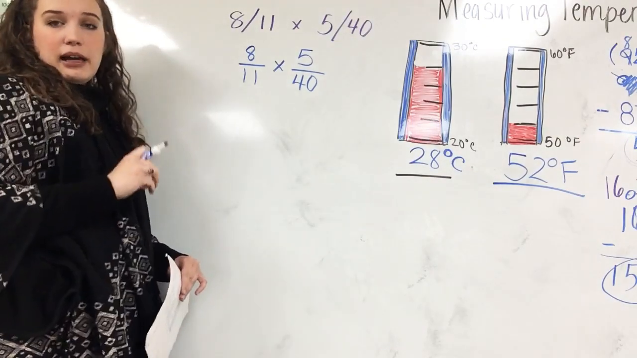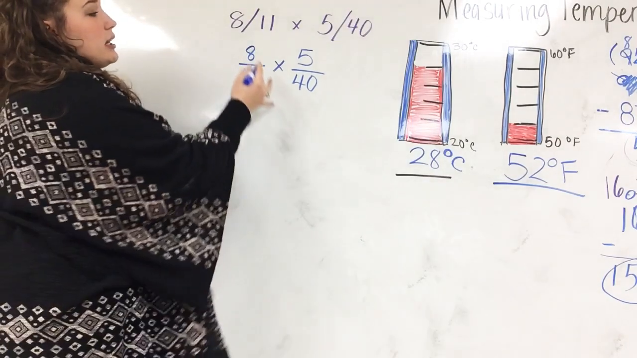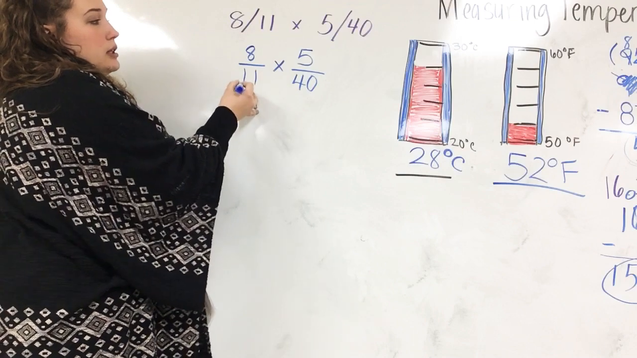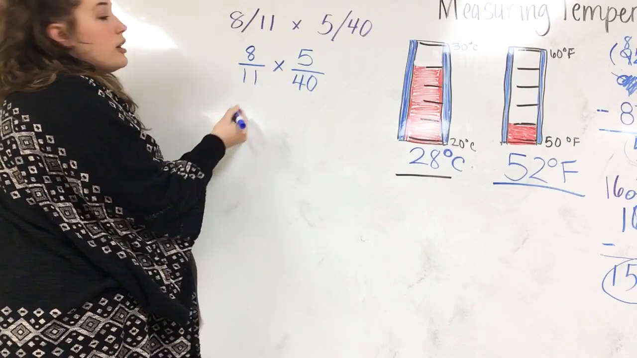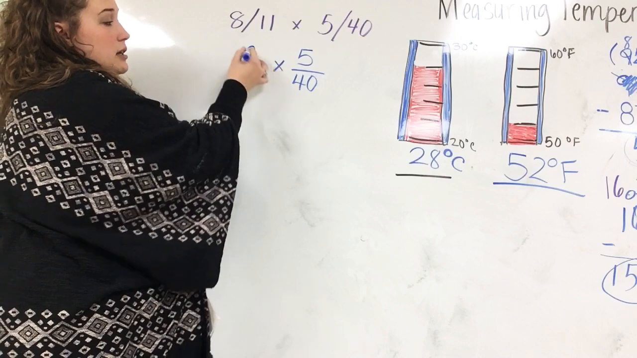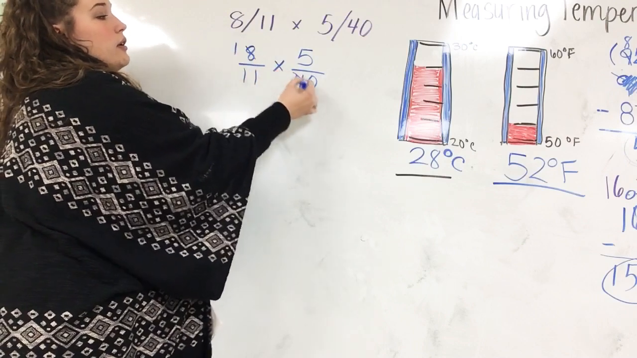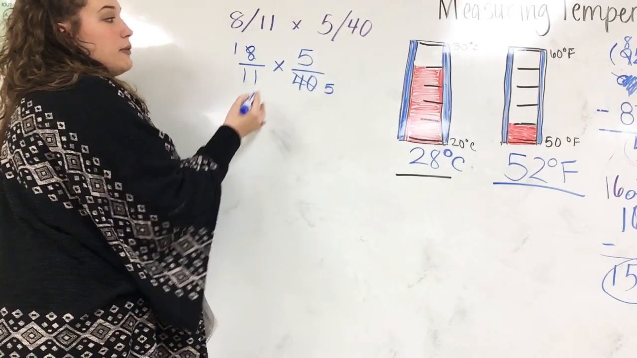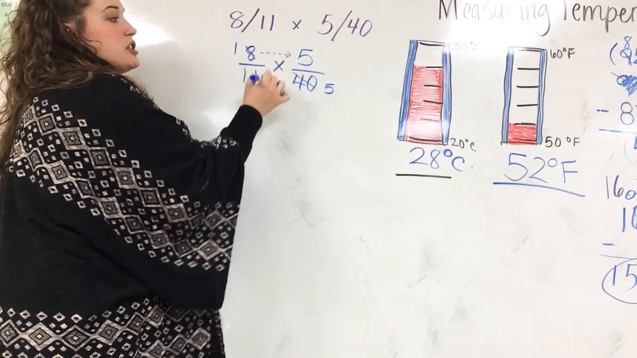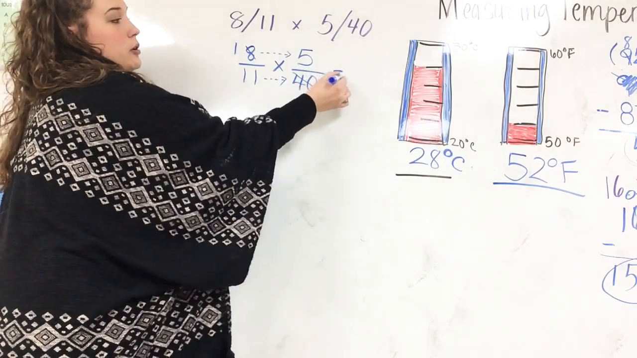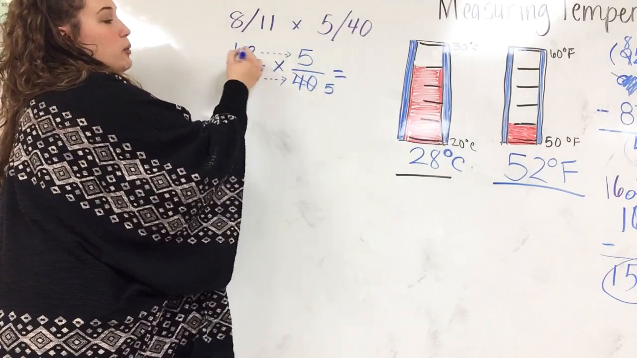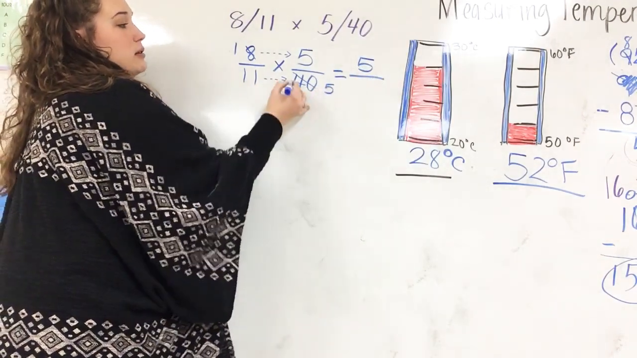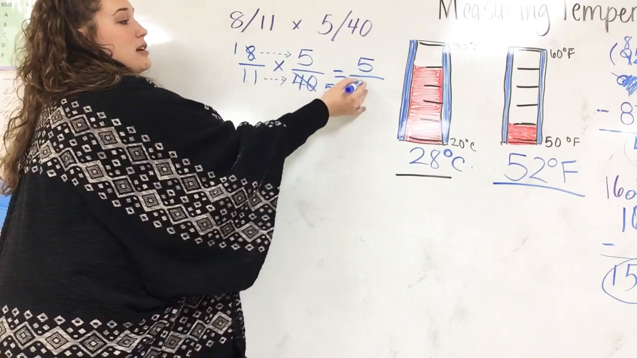Now, to multiply, always see if you can cancel first. You cancel crisscross like the multiplication symbol. 11 and 5, do they have anything in common? They don't. 8 and 40? Yes. 8 divided by 8 is 1. 40 divided by 8 is 5. Okay? So we canceled that out. Now whenever we multiply, we just multiply straight across. Remember? So 1, our new number 1, times 5 is 5. 11 times, our new number is 5. 11 times 5 is 55.